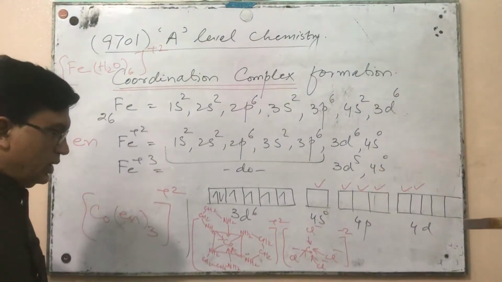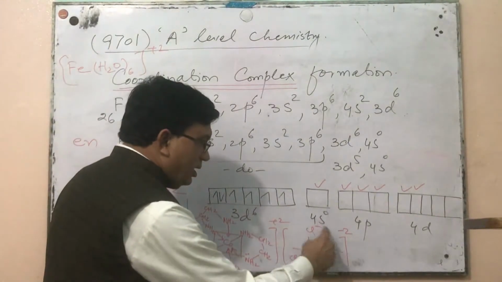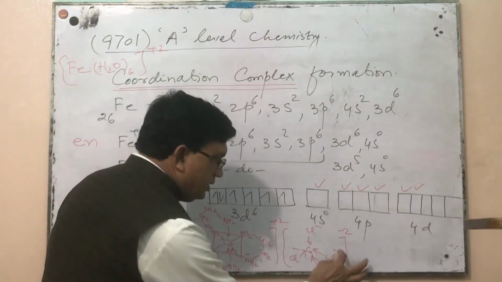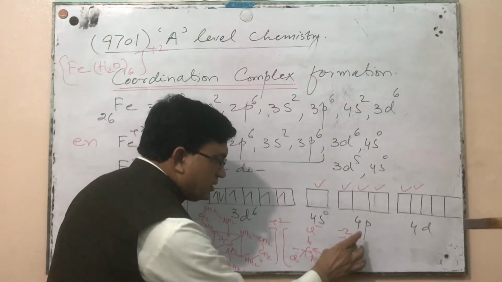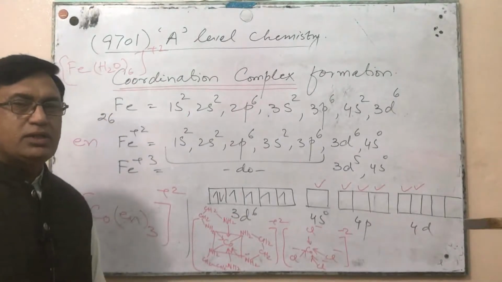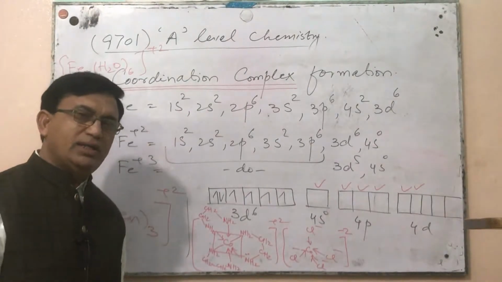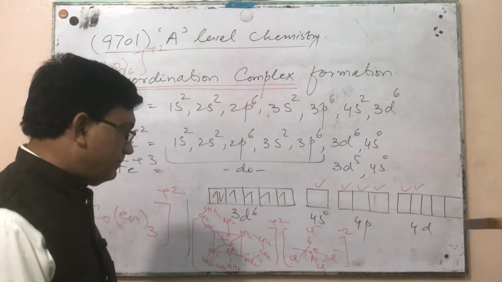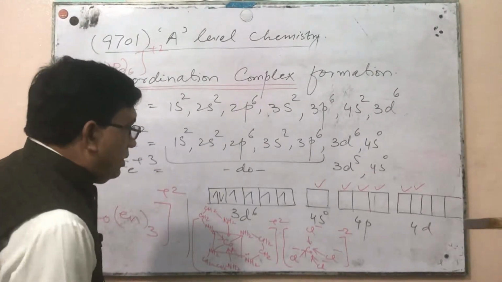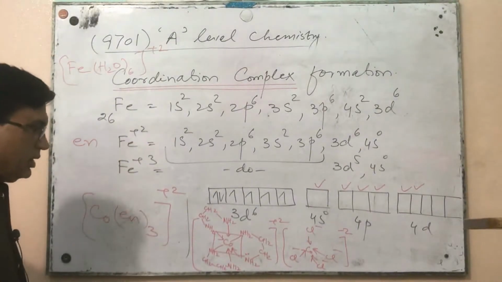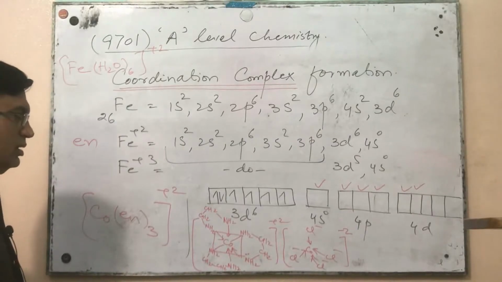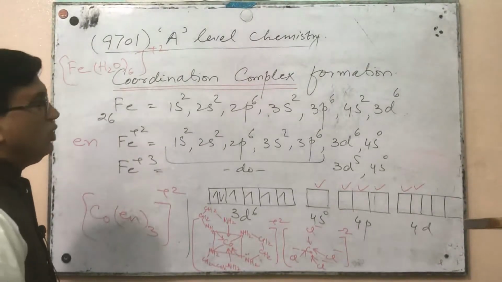In this manner, these charges on the complex come as an algebraic sum of the charges of the ligands and the central metal ion. But sometimes there are complexes which may have no charge.